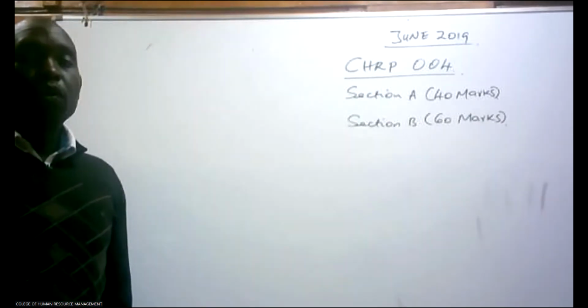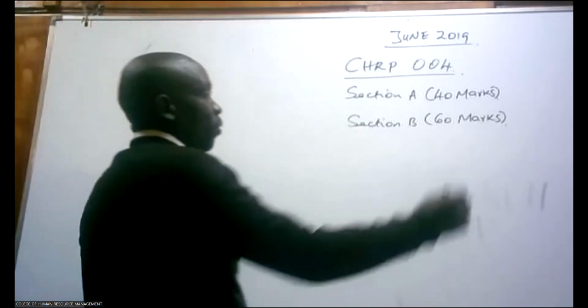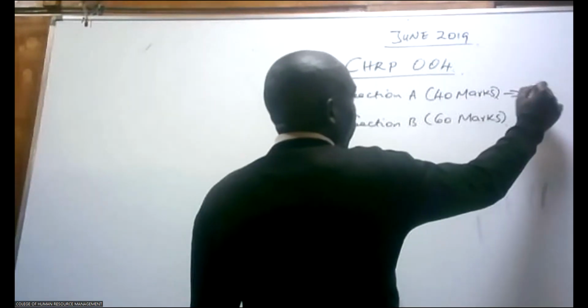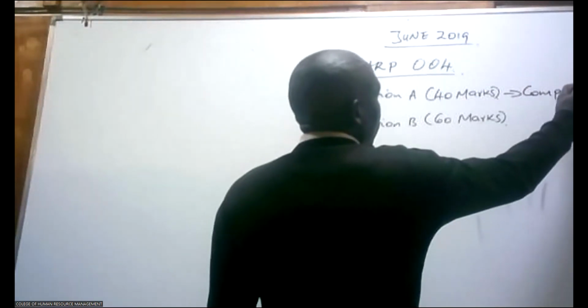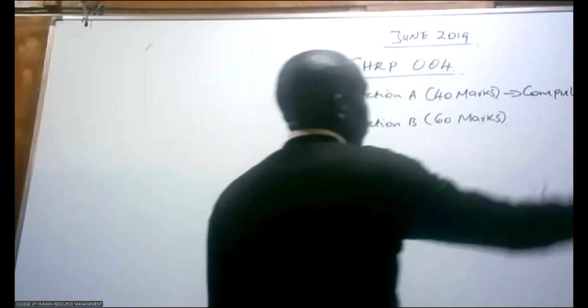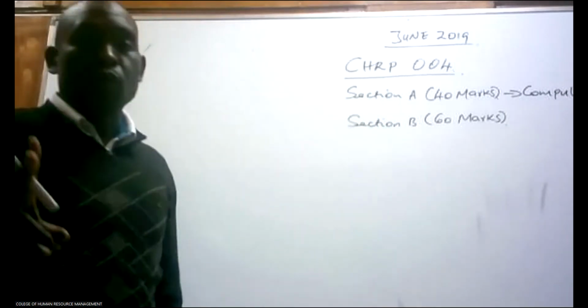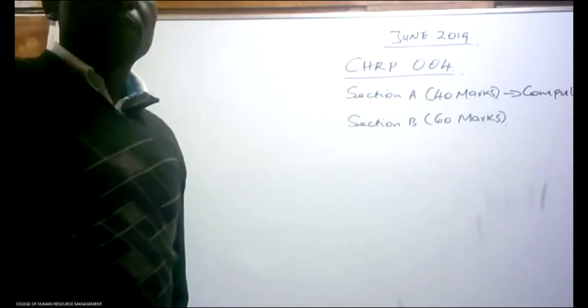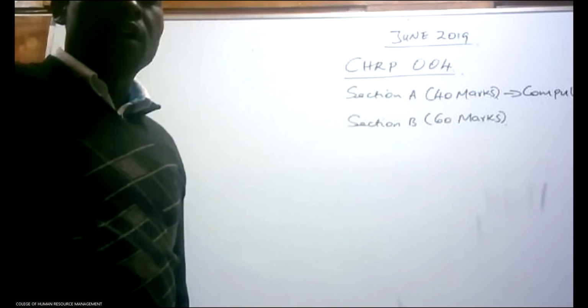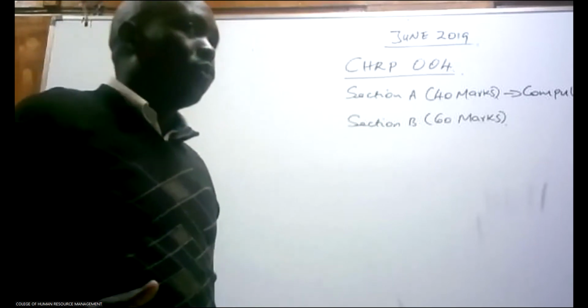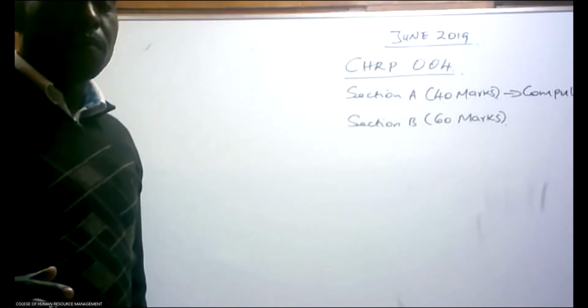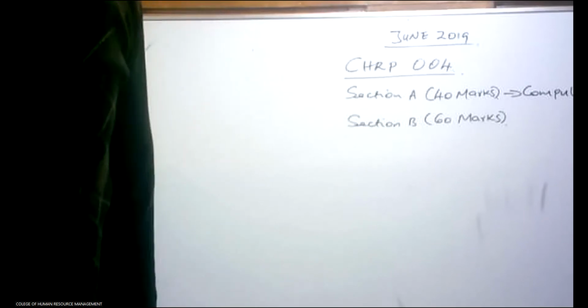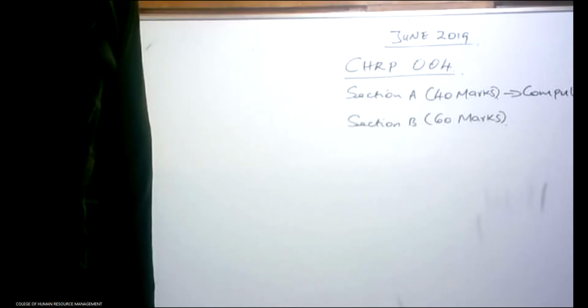Section A has 2 questions, and these questions are compulsory. You are supposed to answer both questions, that is question 1 and question number 2.